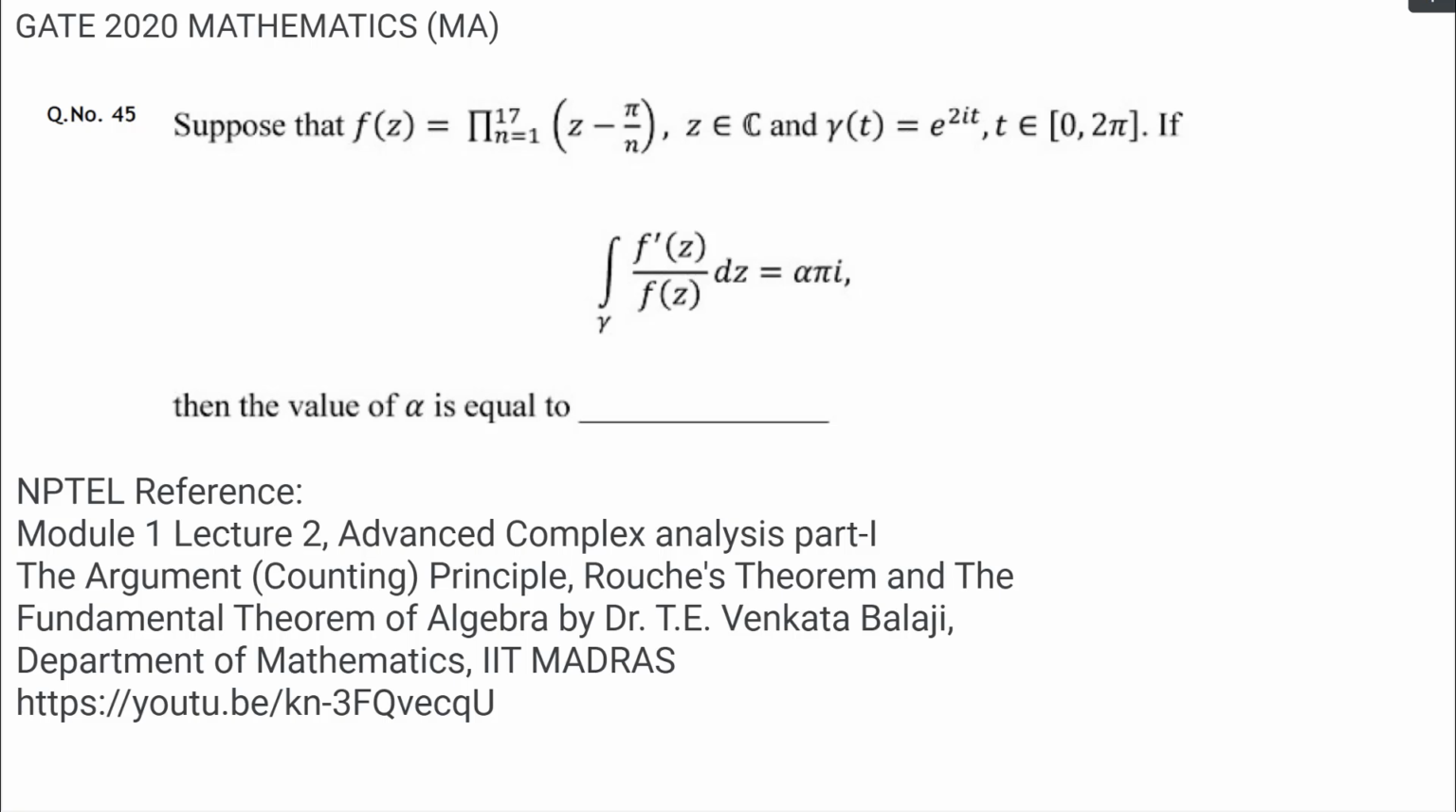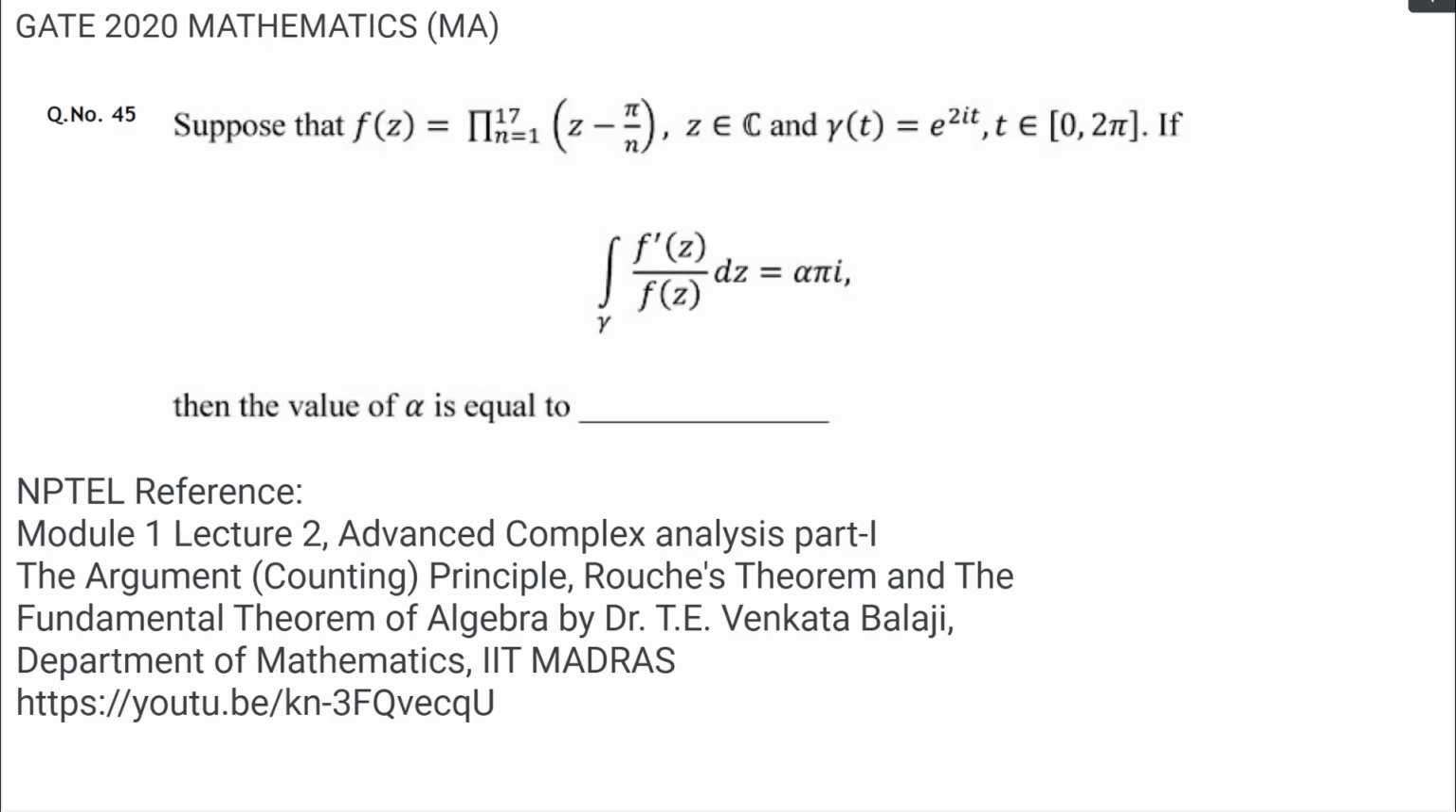Our problem is from GATE 2020 mathematics paper, question number 45. The problem given is, suppose that f of z, the given polynomial, is the product for n equal to 1 to 17 of z minus pi divided by n, where z is a complex number, and gamma of t is the curve given as gamma of t equal to e to the power of 2it, where t belongs to the closed interval 0 to 2 pi.